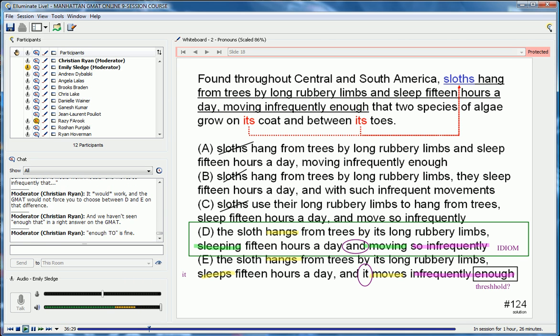Yeah, so to Danielle's point, E would be possibly correct if you inserted another "it" in front of "sleeps" to make it actually parallel, and if you change the ending to "so infrequently."